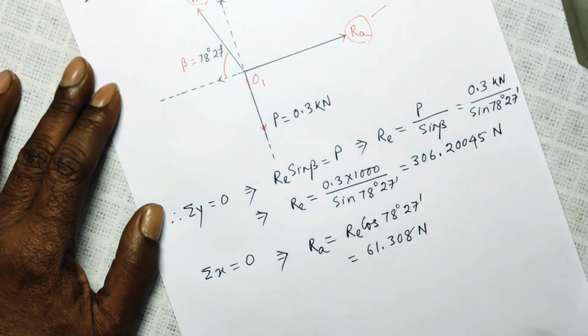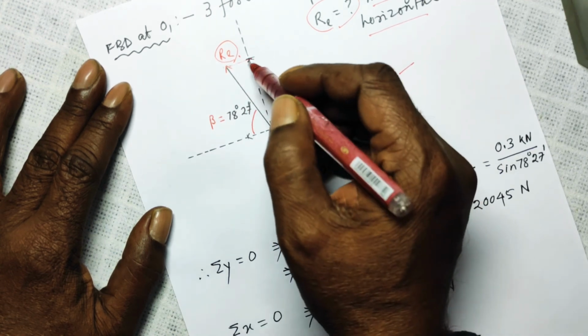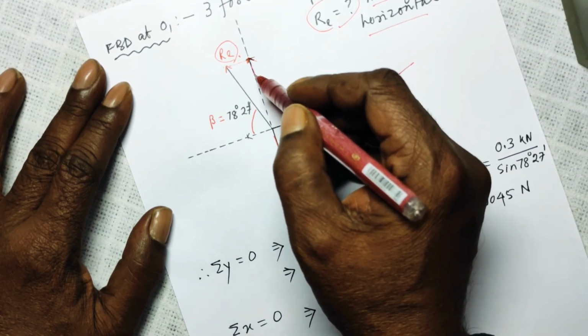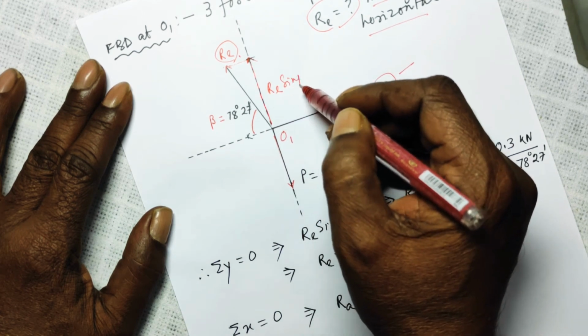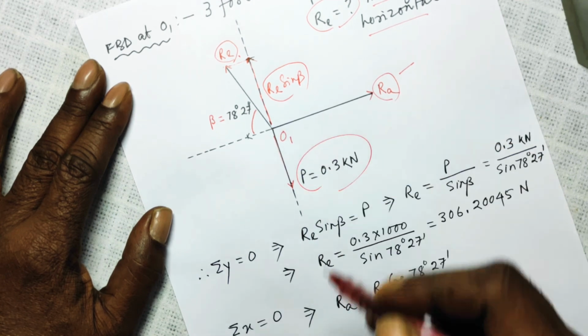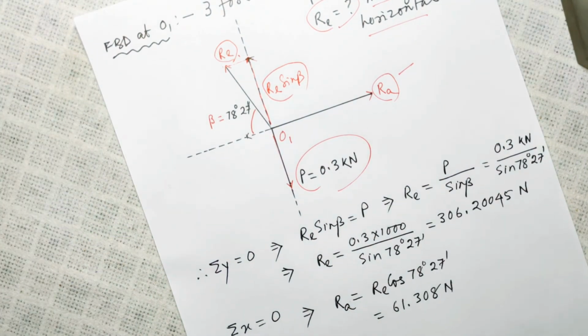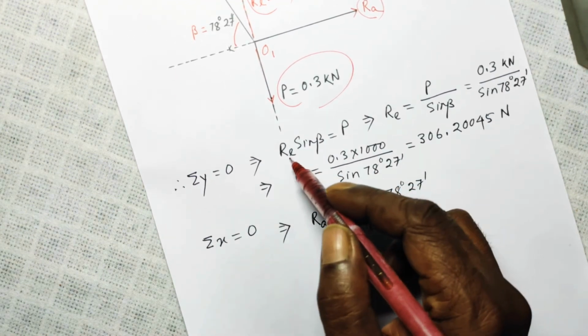The component of RE along the positive y-axis will be from this point to this point. And how much will that be? RE sin beta. And that is being opposed by P. So if they are equal, then it will be in equilibrium. So RE sin beta is equal to P.